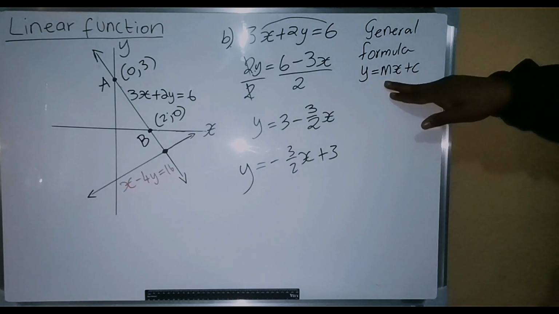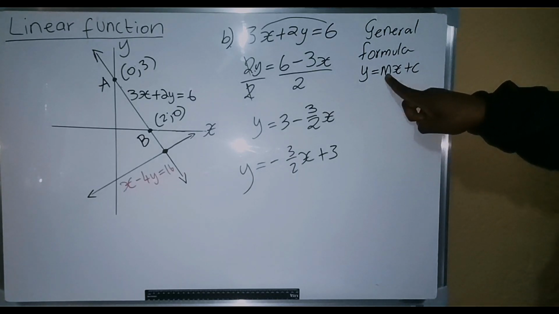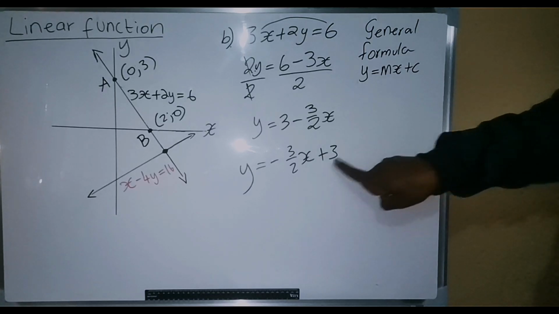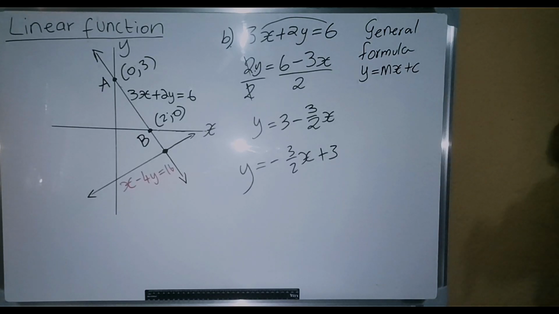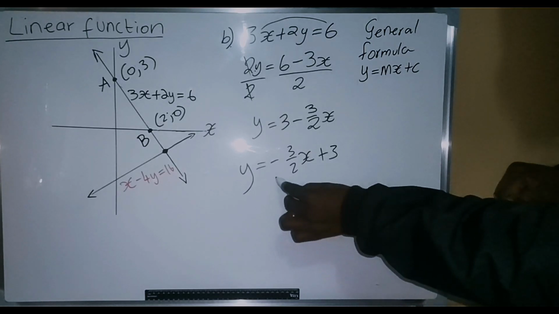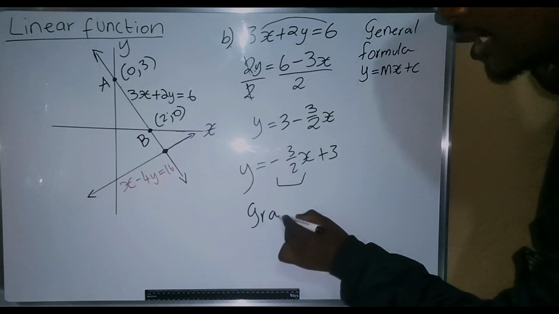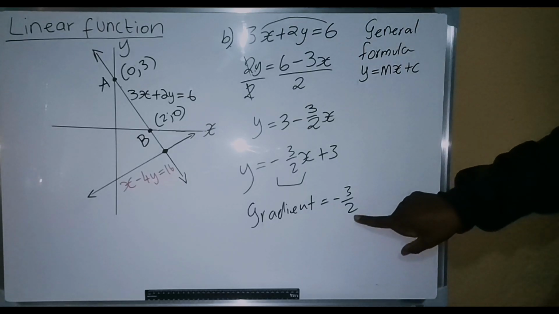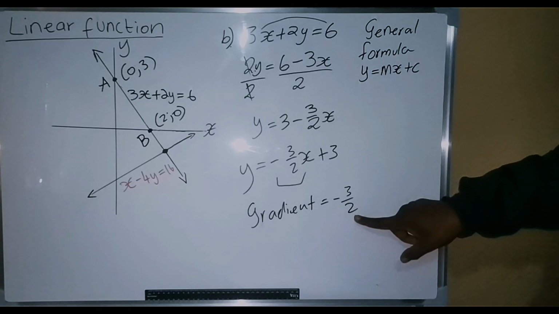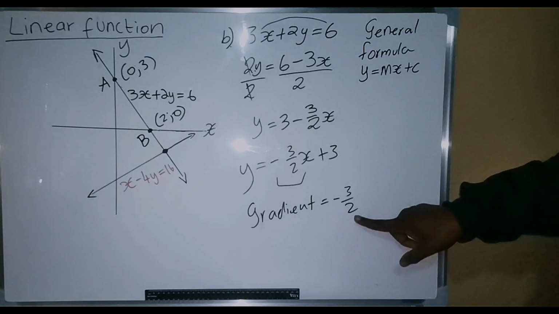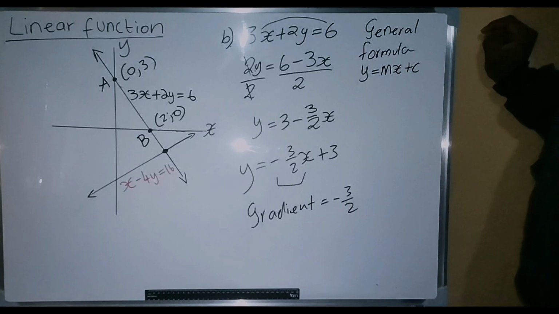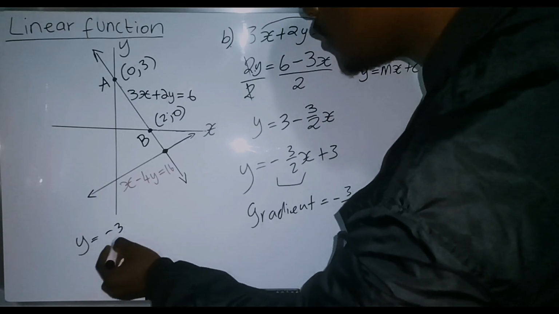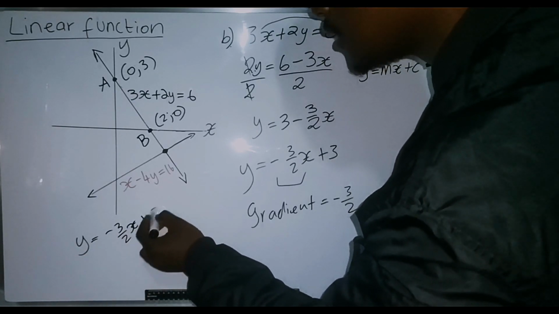Therefore these two equations are the same in terms of arrangement. Now our m is the value that comes with x, which is our gradient. Between these two terms, which one is our gradient? The value with x is negative 3 over 2. Therefore our gradient is equal to negative 3 over 2. I hope you can see it. This is how you write the value of our gradient. The equation is y equals negative 3 over 2x plus 3.